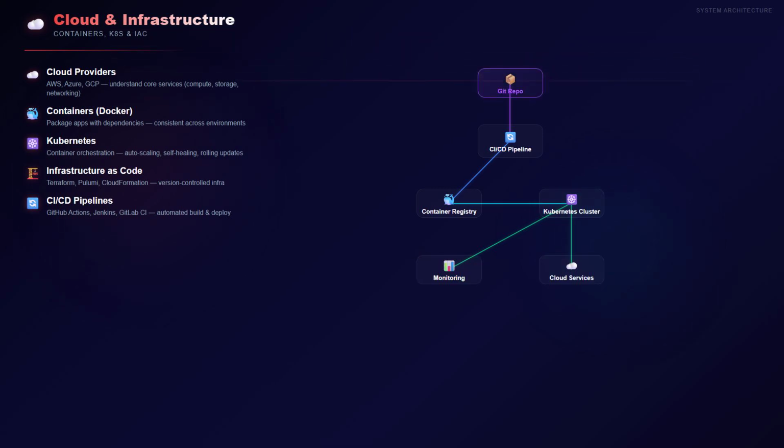As an architect, design for failure. Use multiple availability zones. Implement health checks and circuit breakers. Plan for disaster recovery. The cloud gives you the tools, but you have to use them intentionally.